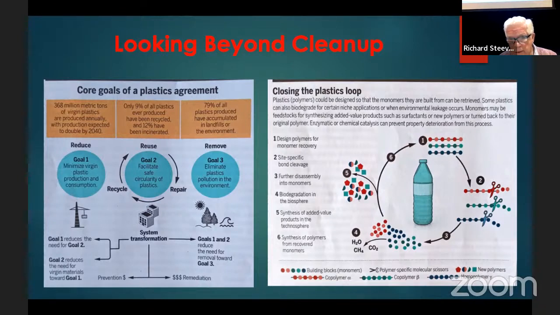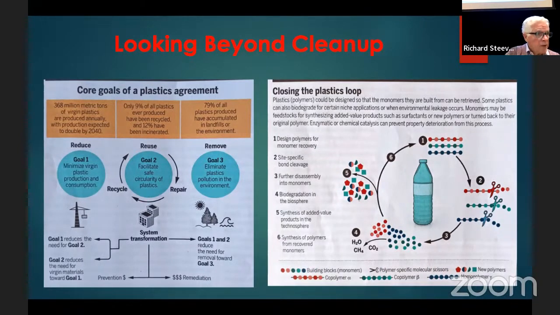So they're talking here about site-specific bond cleavage in number two, and then further disassembly here in three into monomers, and then harvesting perhaps some water, some methane that they can use, and burying the CO2 or binding it in some way with calcium so that it makes a carbonate and is not released as CO2 again. So you might be able to do some good things.